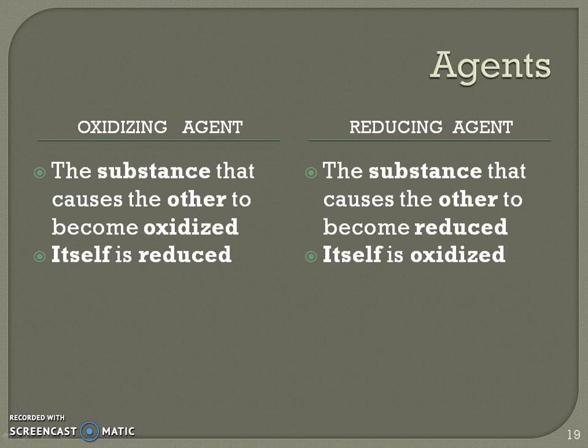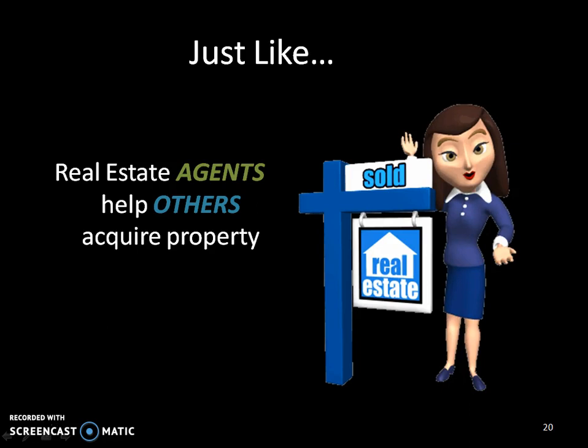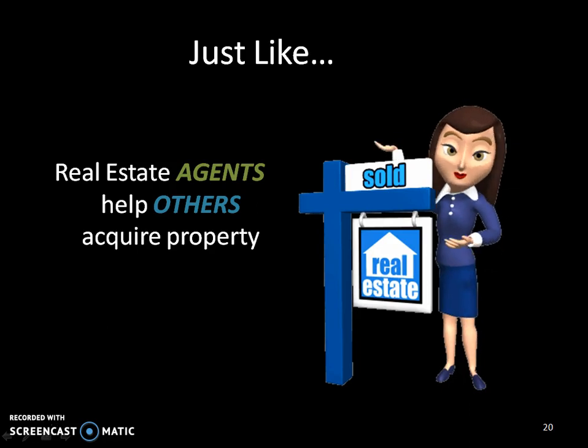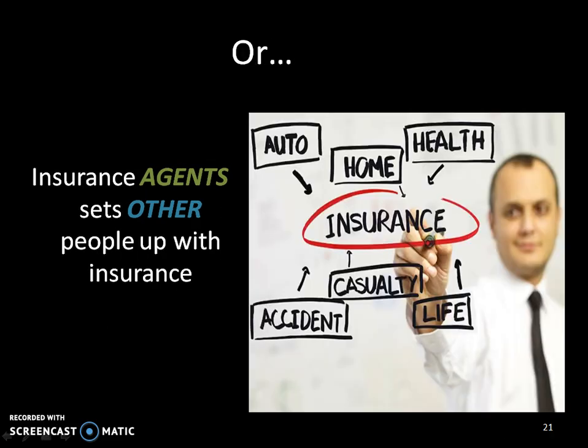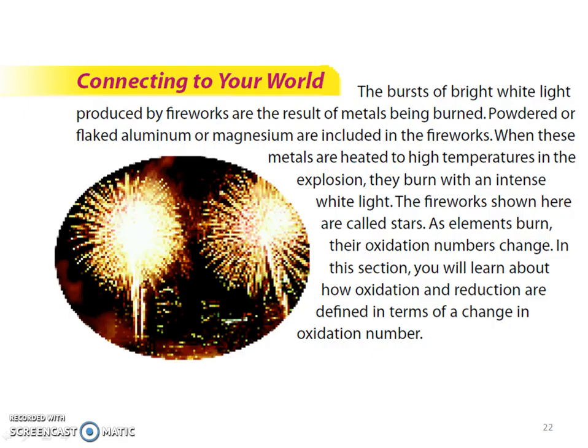An agent is just the substance that is causing the other one to be oxidized. Okay, so the oxidizing agent is really the reducer, and the reducing agent is really the oxidizer. So this is a way to remember. Real estate agents help others acquire property. Or insurance agents set other people up with insurance. So an agent is going to help the other person do what it needs to do.